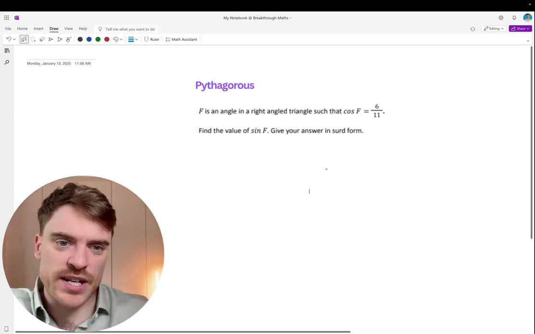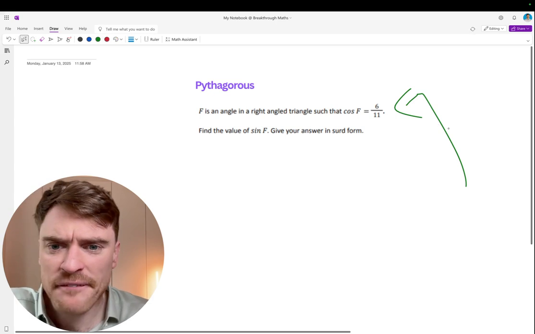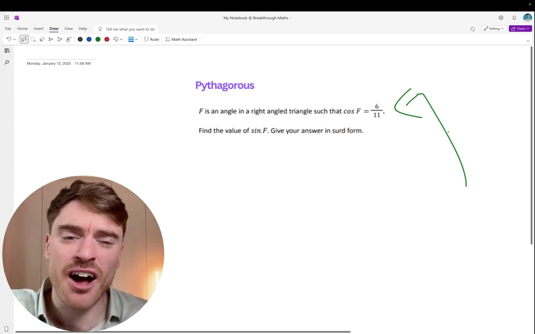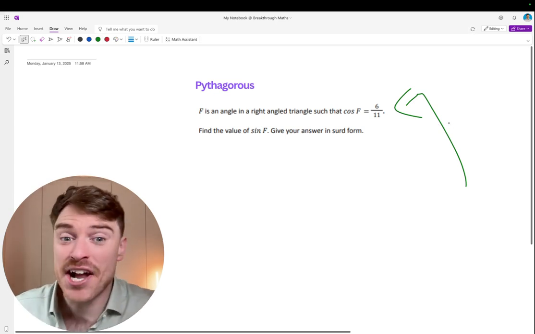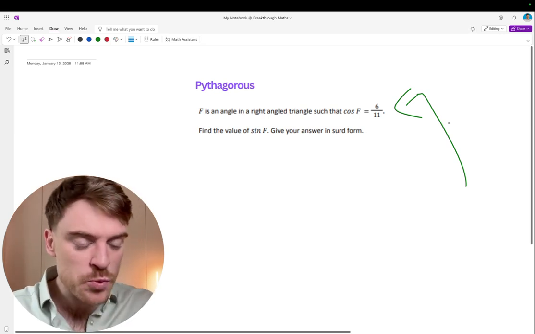This Pythagoras question, right? Take a little look here. Now, f is an angle in a right angle triangle such that cos f is equal to 6 over 11. I actually did this question in my own exam. A nasty one. But you must think.